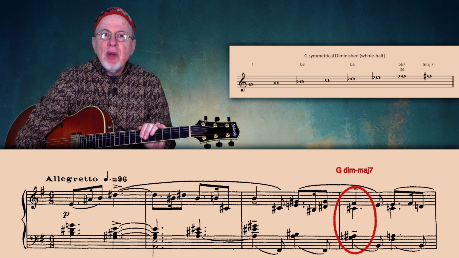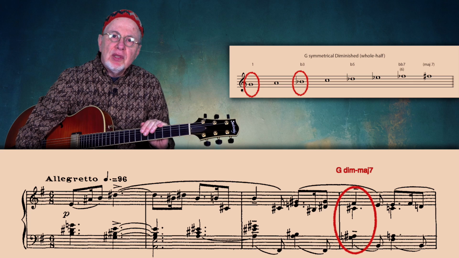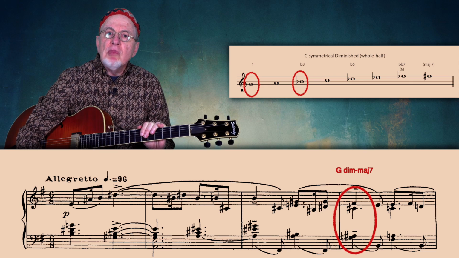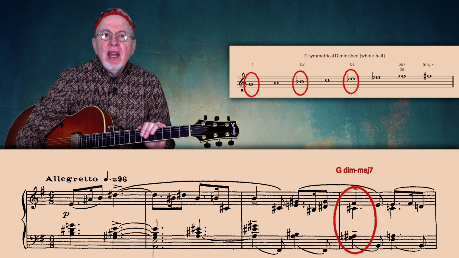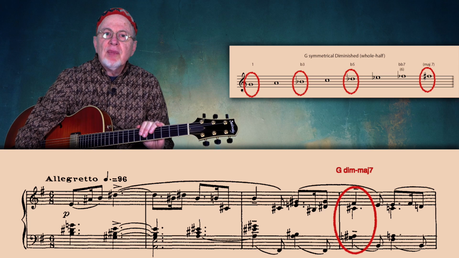And from bottom to top, we have the G or root, A sharp, which is enharmonic for B flat, which is the minor 3rd, and we have C sharp, which is enharmonic for D flat, or the diminished 5th, and F sharp, which is the major 7th.